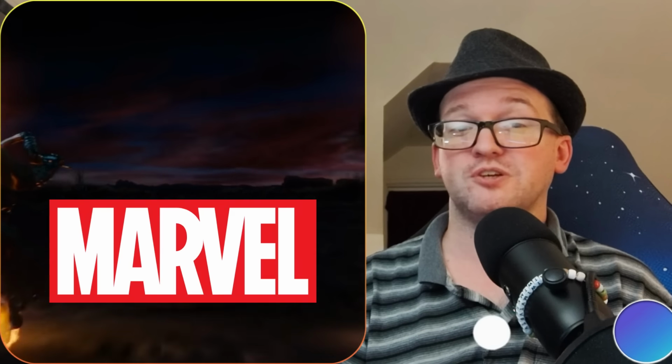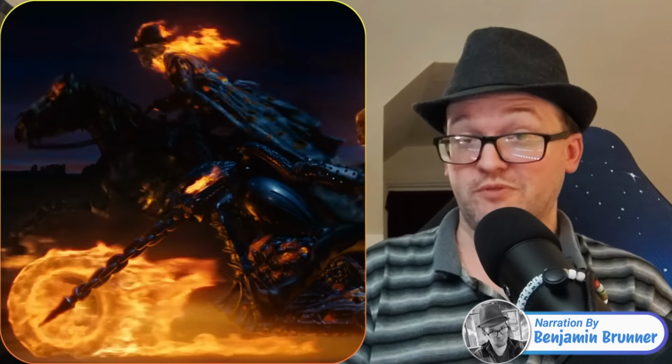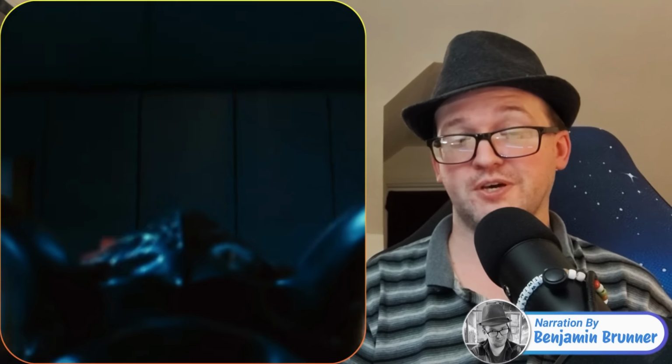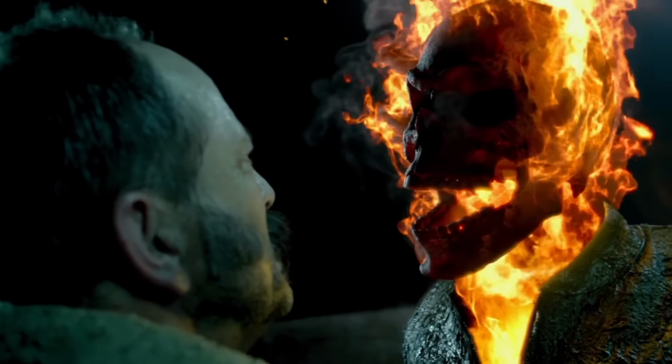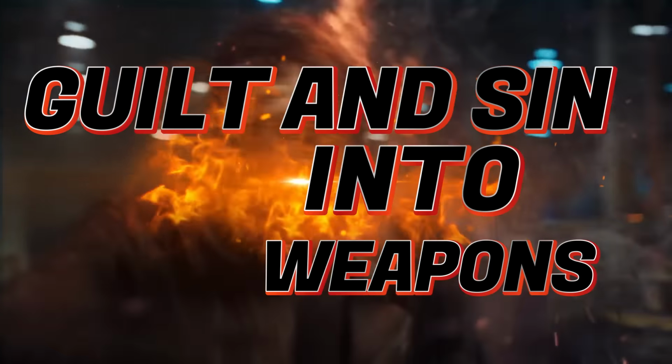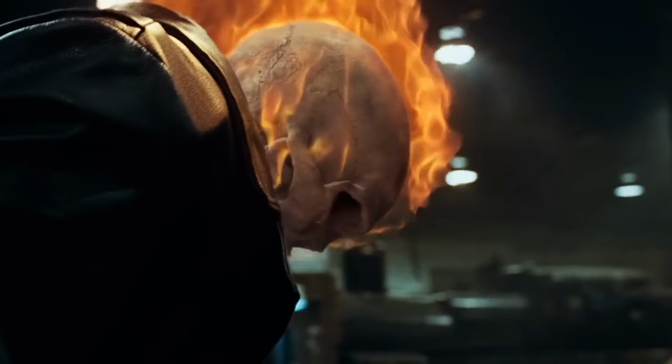Now, if you are just a Marvel fan or a fan of good movies in general, I'm sure you know Ghost Rider as the flaming skull on a motorcycle. But in reality, he is quite literally the living version of a judge, jury, and punishment combined in one, which is fused with a unique anomaly that turns guilt and sin into weapons, and that is the spirit of vengeance.